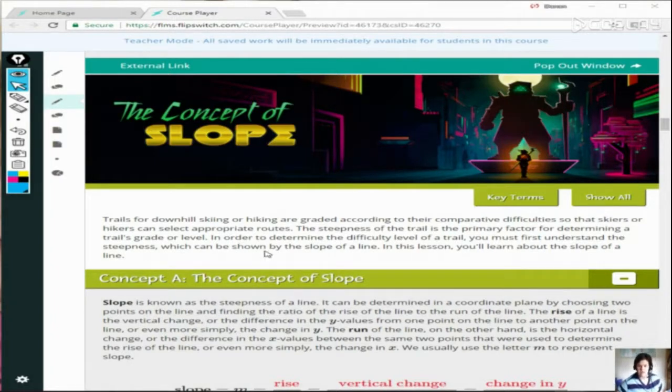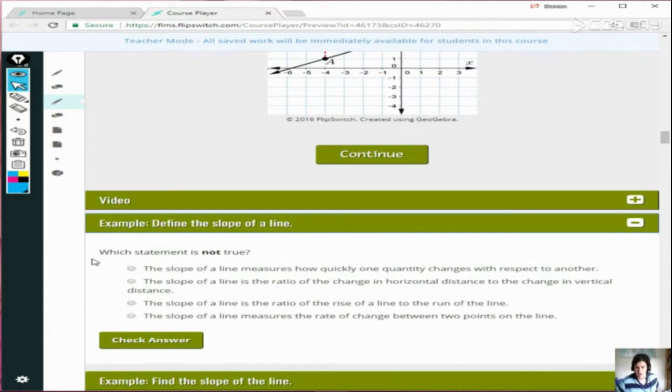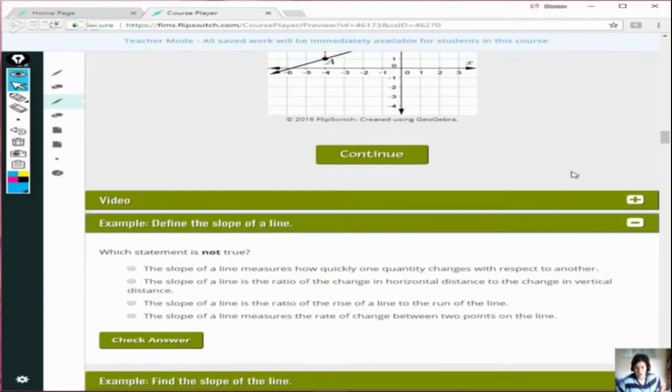Okay, so lesson 4, concept A, the concept of slope, and we're going to jot down here the example: define the slope of a line. Which statement is not true about a slope? So I'm going to think back in my head, well, I know slope is the rise over the run, vertical change over horizontal change, or the change in the y values over the change in the x values.